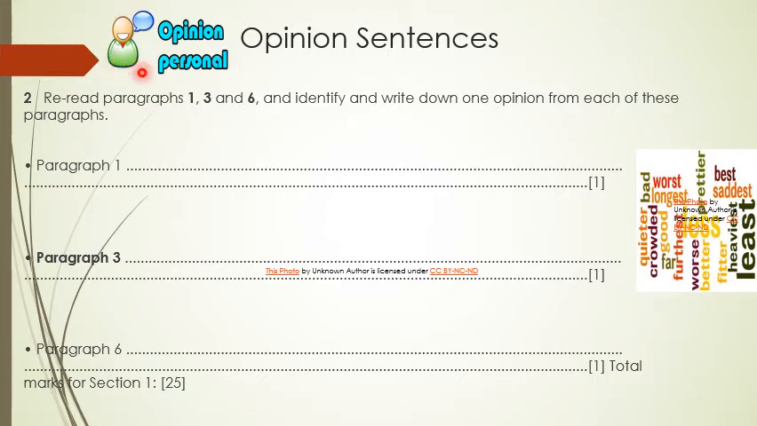Another mark of an opinion sentence is that you cannot testify it. If you go for tracing it, you will not be able to find any footing for it. It will not be testified. So it means that it is the writer's own idea, the writer's personal opinion. Be very careful in finding opinion sentences and writing them here, because each sentence will help you to get one mark. So you simply have to see paragraph number 1 and find one opinion sentence and copy it here, and the same for paragraphs 3 and 6. So this is how you can easily get 25 marks for this part of comprehension.